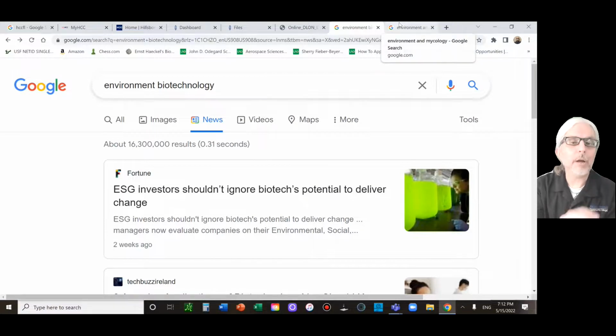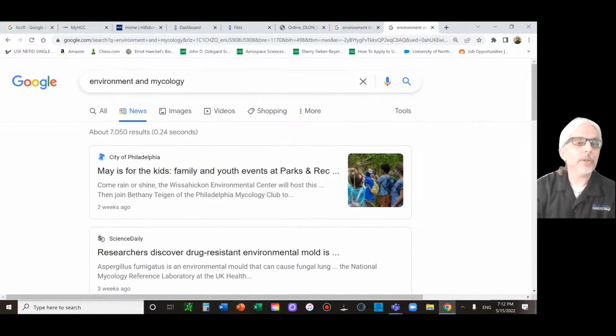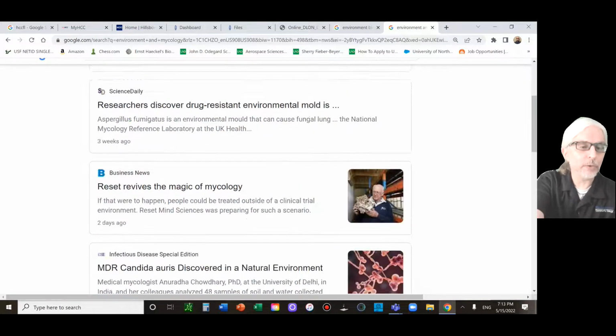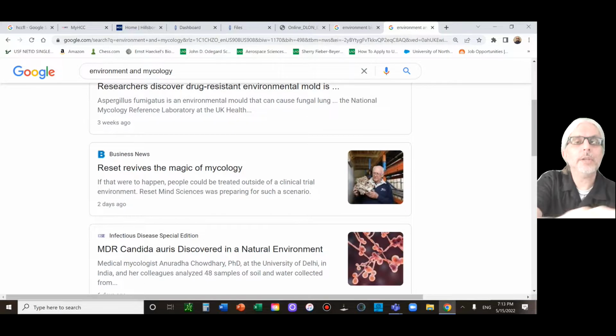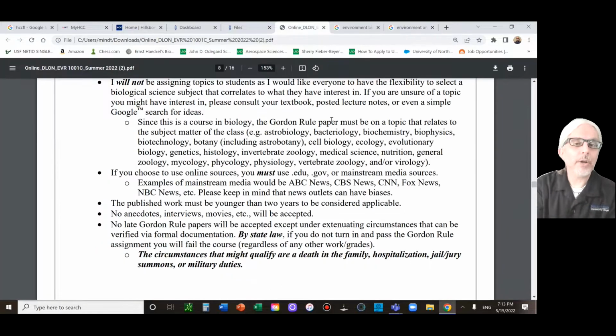Or I mentioned mycology. Fine. Here's environmental mycology. Great. This took 0.24 seconds and I got 7,000 results. So not as many here. Might be harder to find something, but still 7,000 results. And it took me 0.24 seconds. Now, granted, you've got to go through this and find those two papers. So I do not care what area you want as long as it relates to environmental science. And then it must be published.